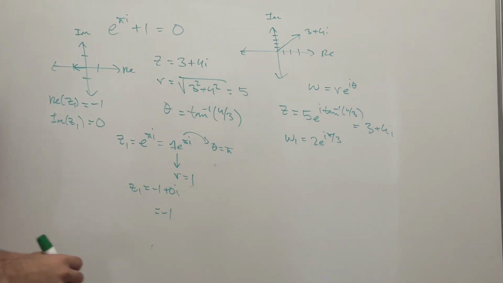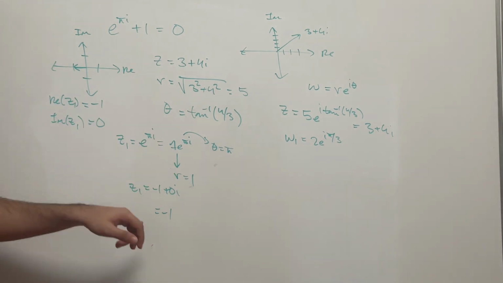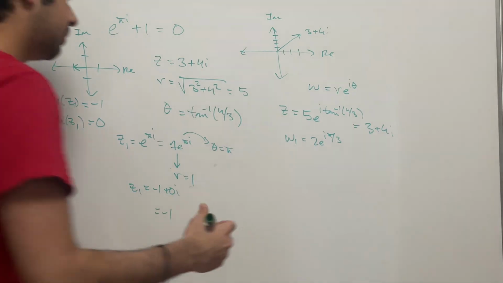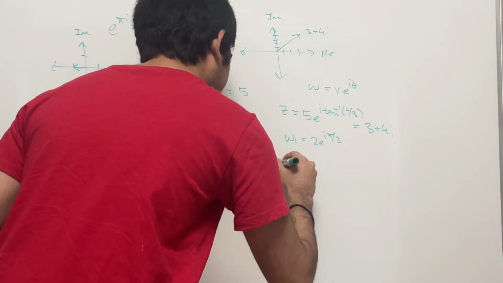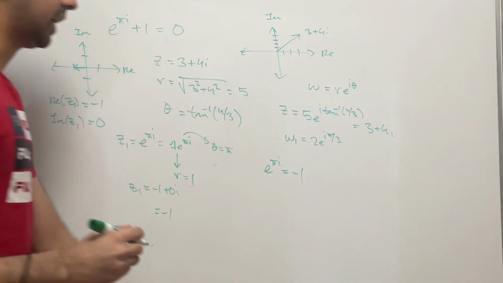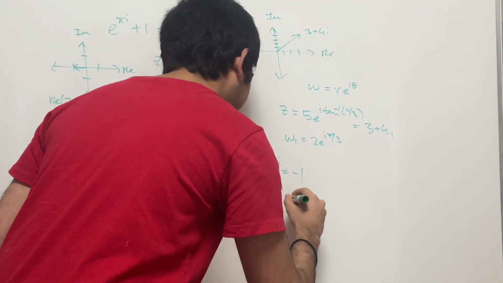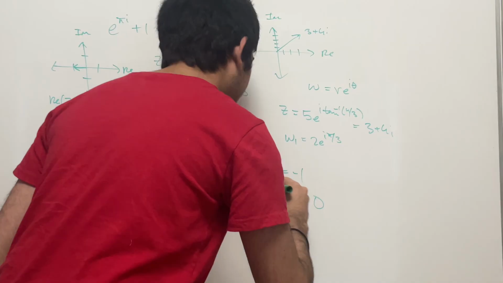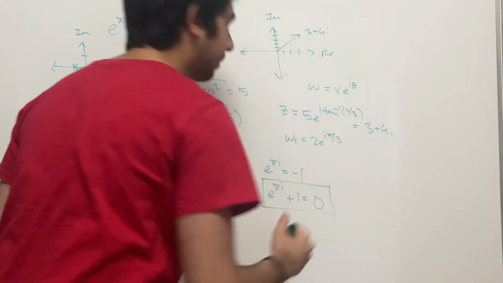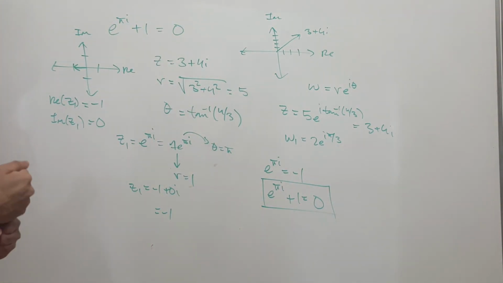Alright guys, this is the big moment. z1 is equal to e to the pi i, and it's also equal to -1. So we can say that e to the pi i is equal to -1. Alright guys, big moment right here: e to the pi i plus 1 is equal to 0. And guys, we've proven it. We're Euler now. We've made the ultimate equation, the greatest mathematical equation of all time.